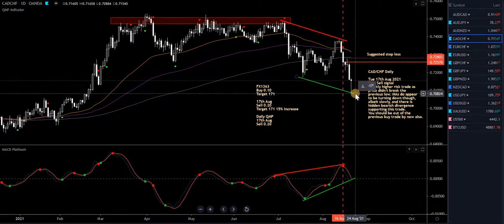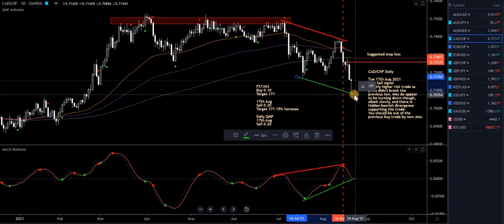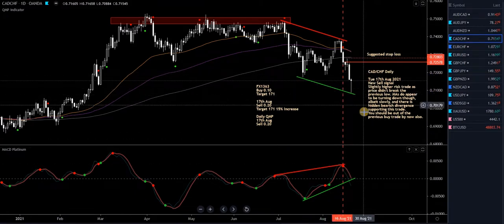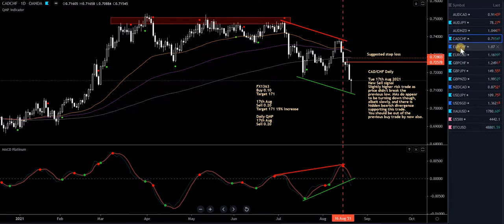Again, possible regular bullish divergence setting up. Nothing being confirmed as yet, but I'm getting ready for it. So I can pause the video, read my notes there.